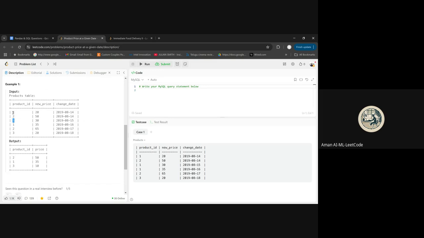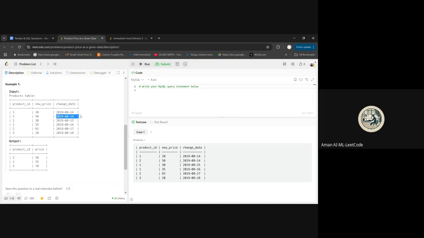So this product price was changed to 20. From where? From 10. By default, all the products are having a price of 10. Let's assume that. If all products are having the value of 10, this product's value was changed to 20 on this particular day, 2019-08-14. Before this, the price was 10.